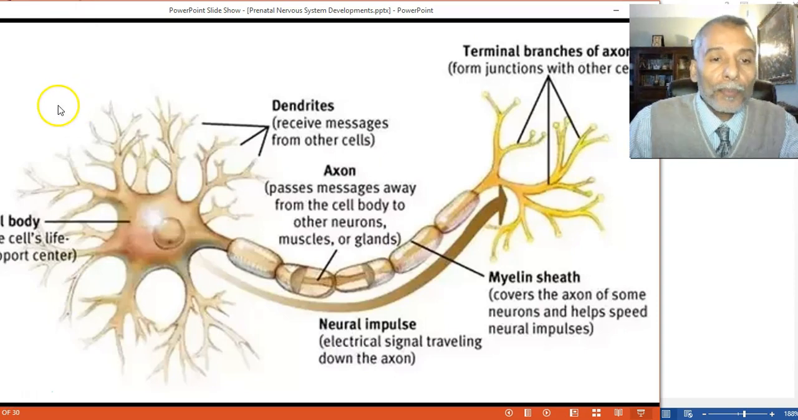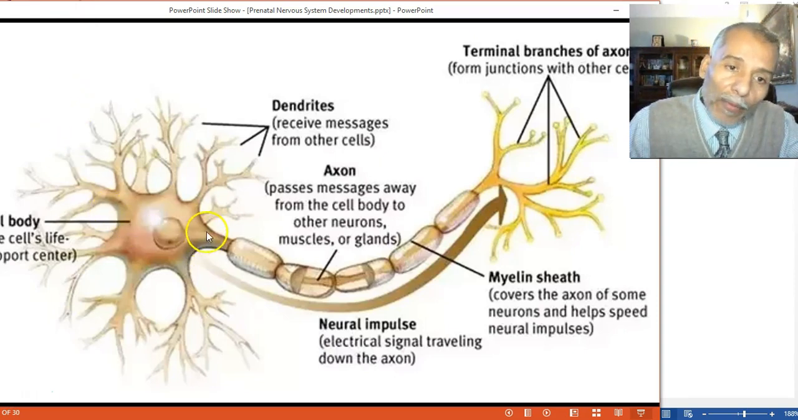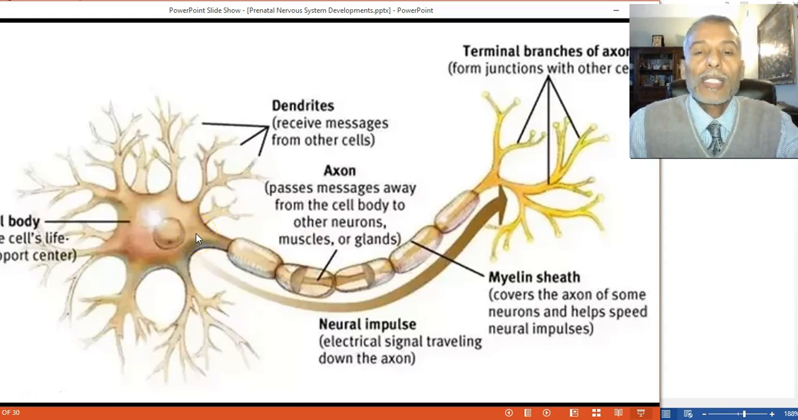Then we have this little triangle that connects the axon with the cell body. That little triangle is called the axon hillock. The axon hillock is going to determine if this particular cell is going to fire, or if it will not, or if it will inhibit.